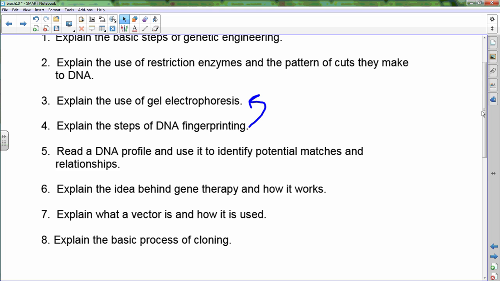Put it in a little thing. Hold on, man. But yeah, then we multiply it. And how do we multiply it? Polymerase chain reaction, or PCR, right?